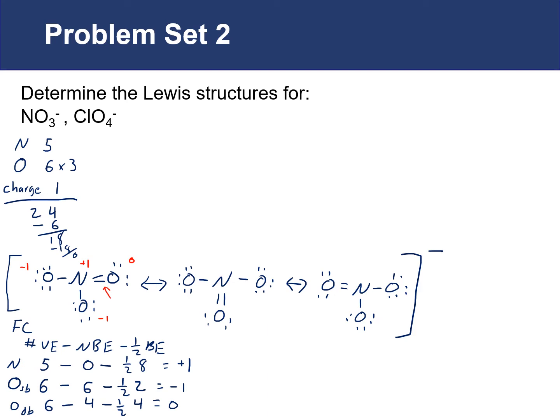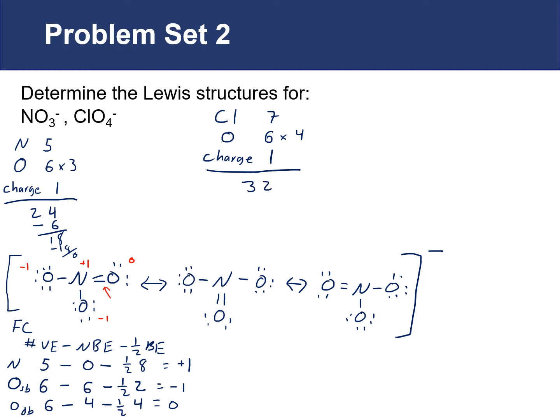The next one we're going to look at is ClO4-, the perchlorate ion. We have chlorine, which has 7, and then we have oxygen, which has 6. There's 4 of those, and then we have a -1 formal charge. Because it's a -1, that means we have an extra electron, so we will be adding 1. This gives us a total of 32 electrons to work with.